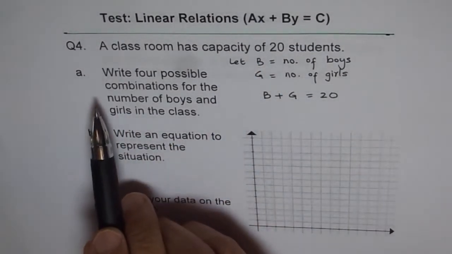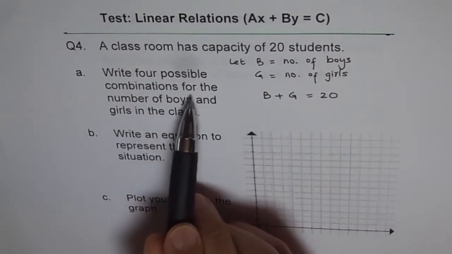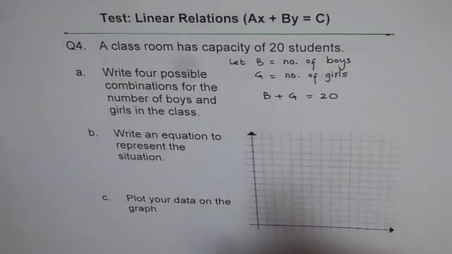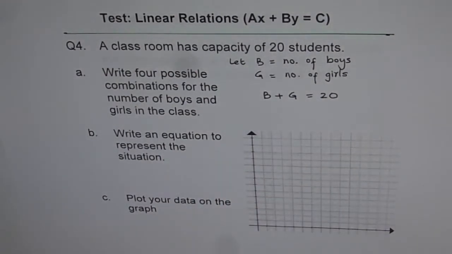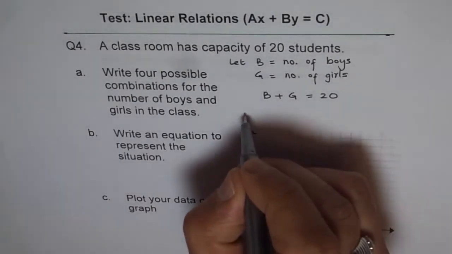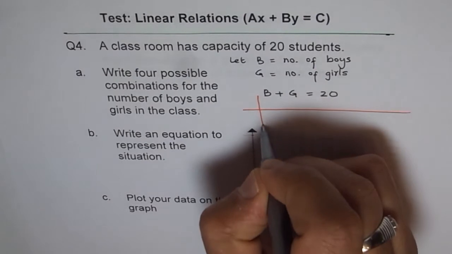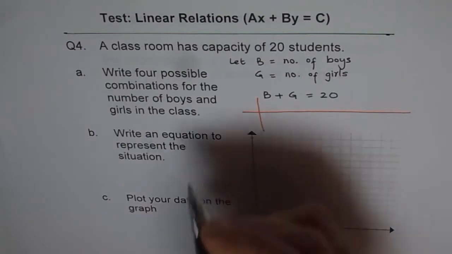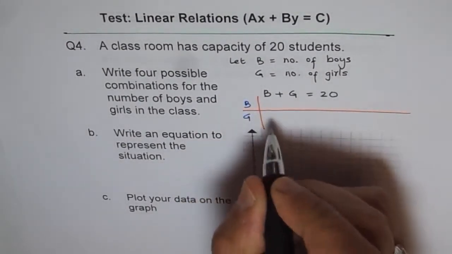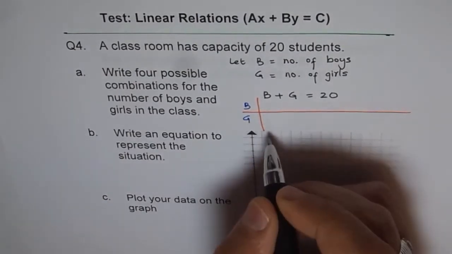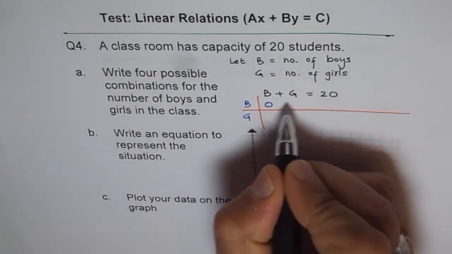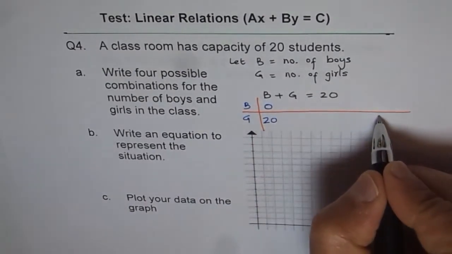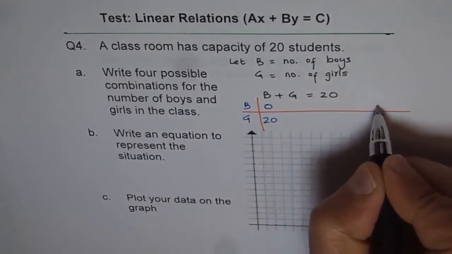Now part A is write 4 possible combinations of number of boys and girls. So we'll write these values in a form of table. Let me make a table here. We'll write boys here and girls here, and then each should add up to 20. So if I say there are no boys, that means how many girls do we need? 20, correct? So, why not? Let's say 0 boys. In that case, number of girls will be 20.